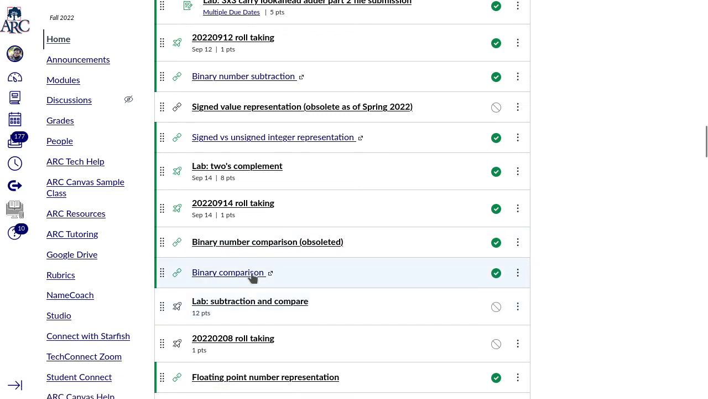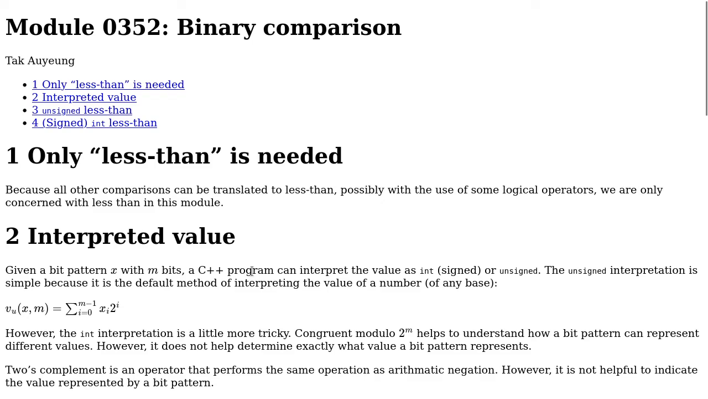All right, so we're going to go into the module first. And we'll start with only less than is needed. So the first section here basically says you don't need anything else. All you need is to know whether a value is less than another value or not. Because from that and also logical operators, by changing the position of the operands, we can get greater than, but then we can also get to less than or equal to by using a negation. We can also get to greater than or equal to using a negation.